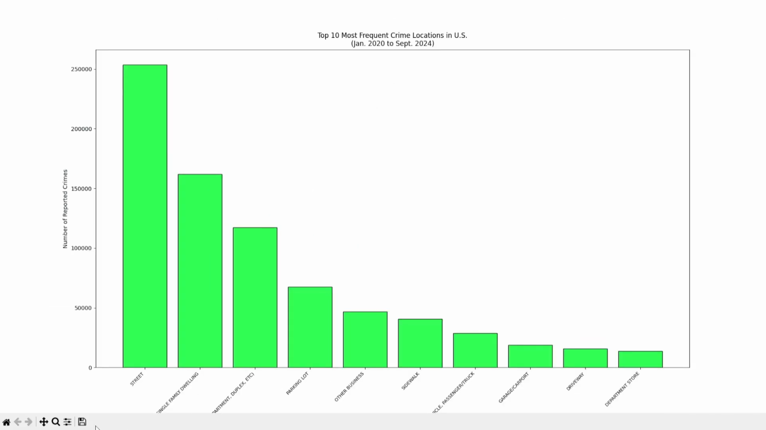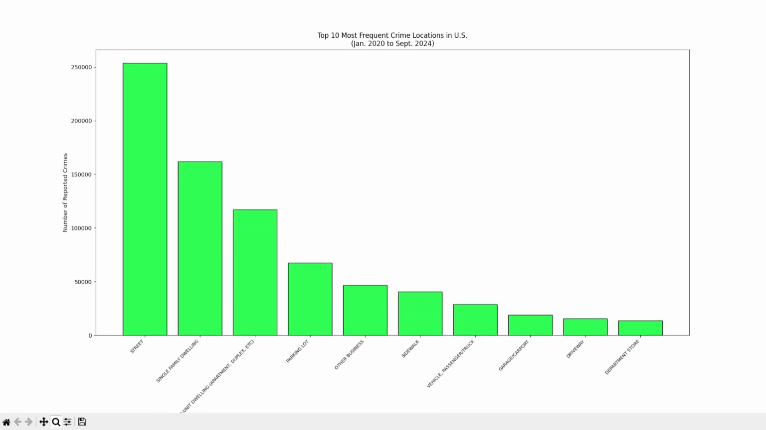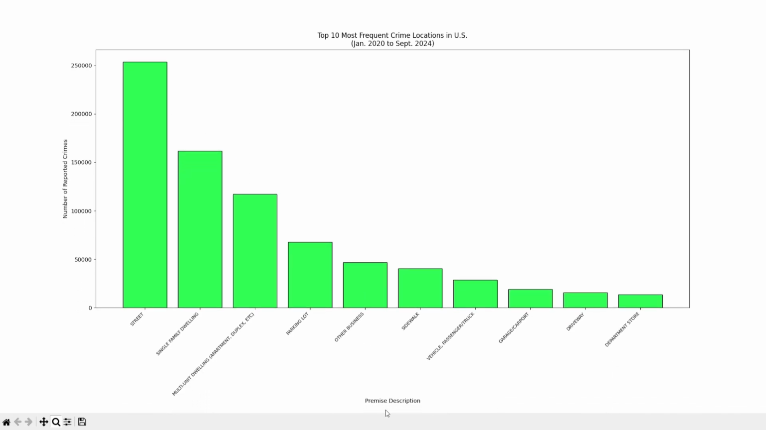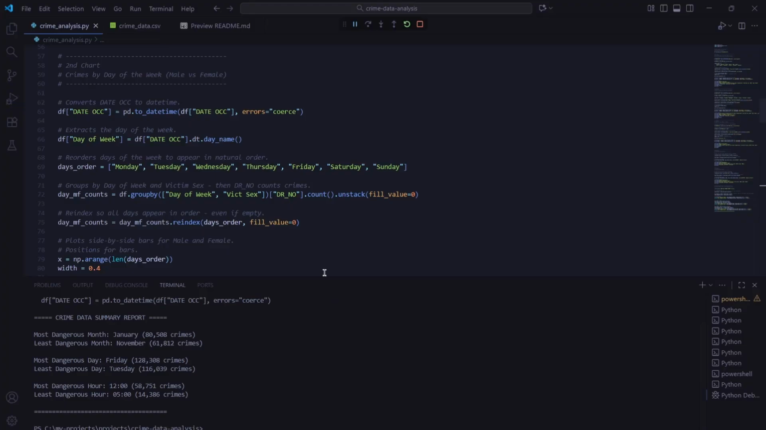And then the third chart, I'm gonna have to fix this one as well. Premise description or location of the crime. The street, that's not surprising. Street came up number one. But then what's surprising is houses and then apartments or duplexes or basically homes come in at number two. After that, it's the parking lot, businesses, sidewalks, your garage, your driveway, and then the store at number 10.